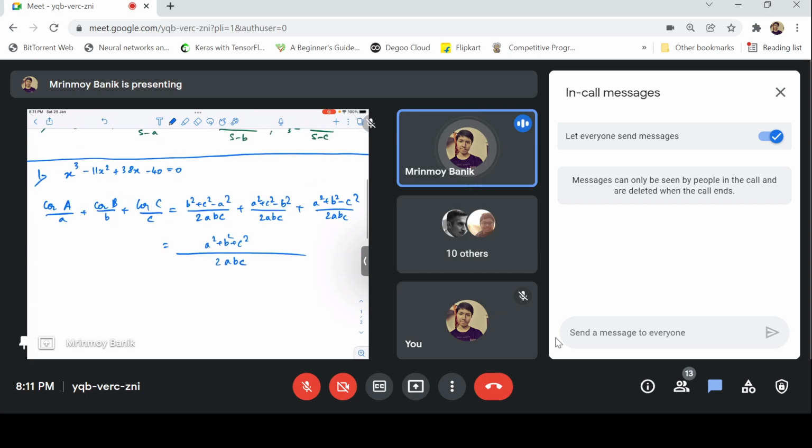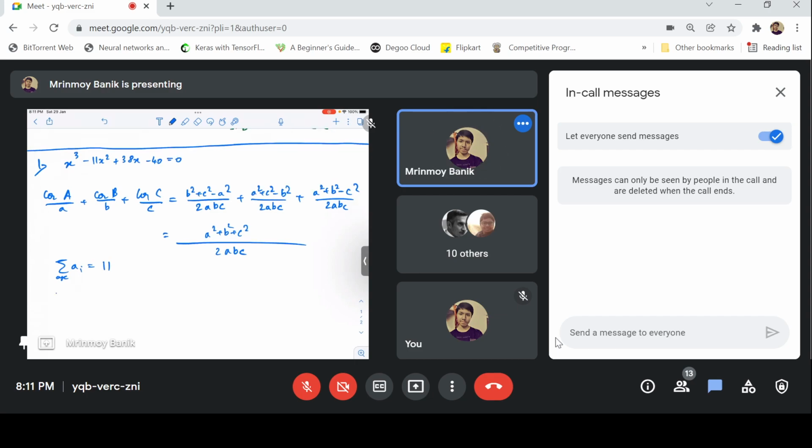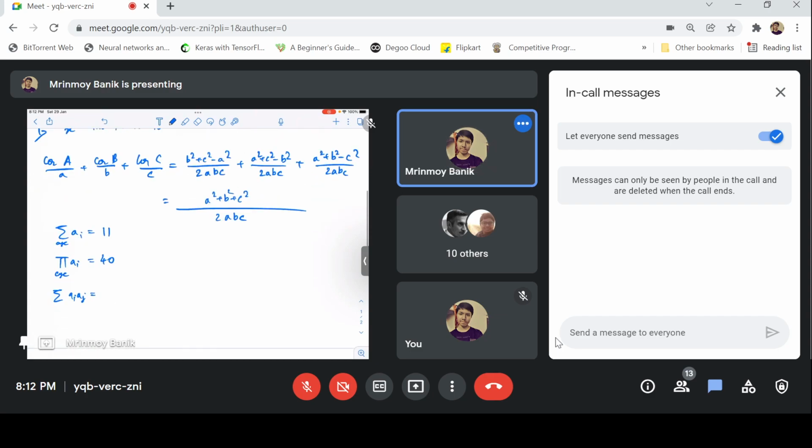So now from the cubic we have sum over a_i is 11. Product over a_i is 40, and sum taken two at a time is 38.